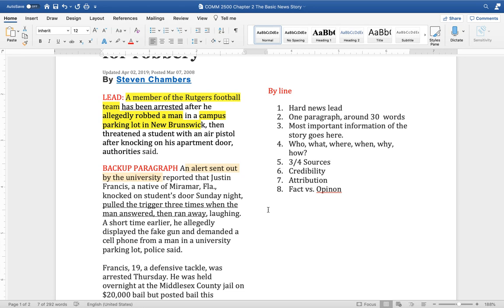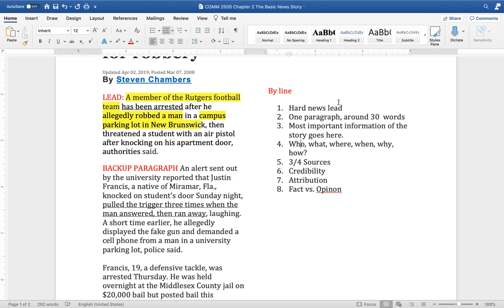If this reporter covers Rutgers, I'm sure he's on all their alerts for the media, and that was probably how he learned about this. Or someone contacted him after the alert went out. Reported that Justin Francis, so now we know the student athlete's name. Okay, we now know the who, more in depth the who.